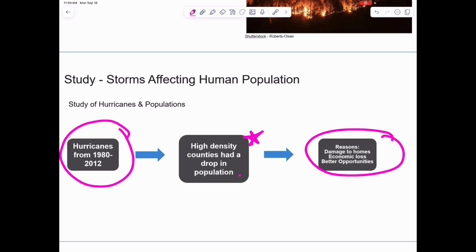That counts towards a population drop in that specific area. And this is something that AP could test you on.